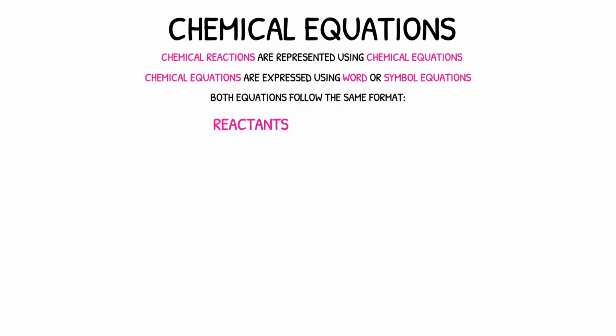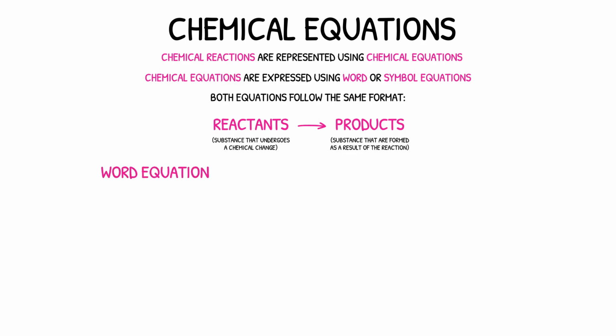The reactants are written at the beginning of the chemical equation. These are the substances that will undergo the chemical change during the reaction. And the products are written at the end of the chemical reaction. These are the substances that are formed as a result of the reaction.